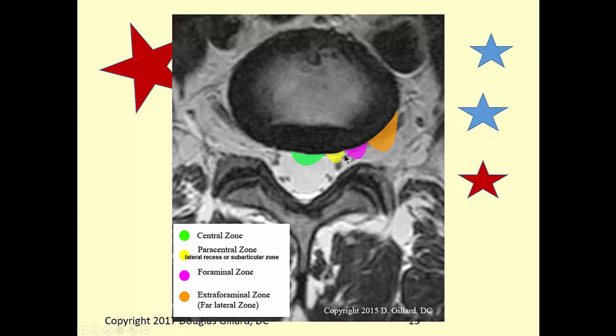This is inside the intervertebral frame, and this could have gone a little bit farther actually. Pink probably goes up to about here. It should all be pink, and then orange would be anything out there. So that's the foraminal zone. The far lateral zone is out here in orange, or extraforaminal zone.